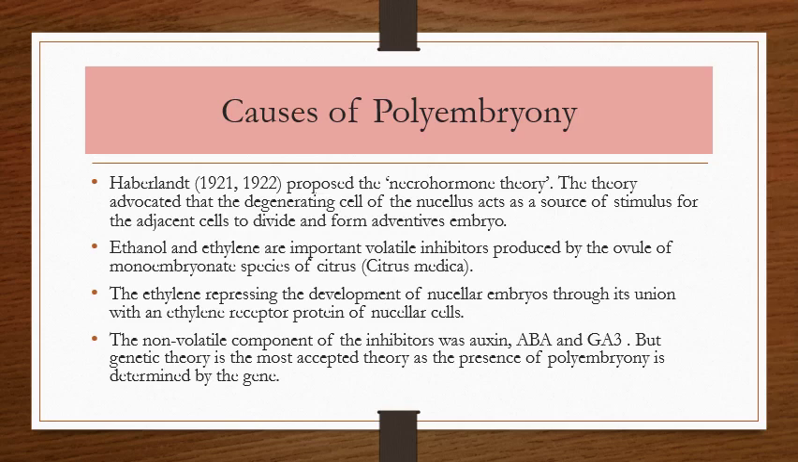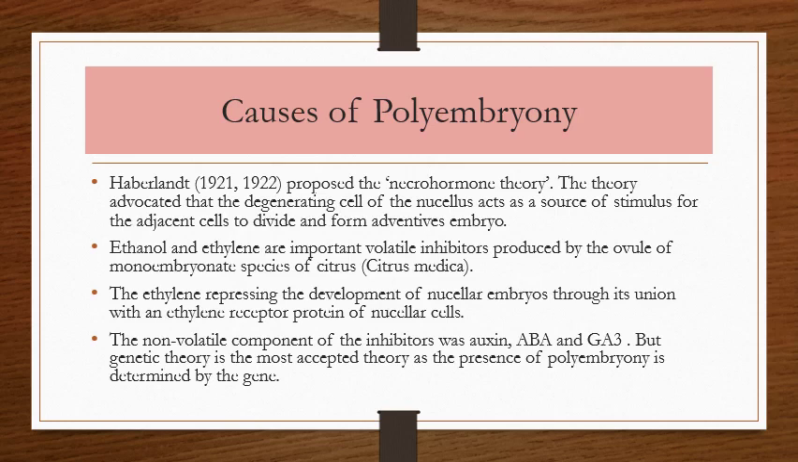Haberlandt, in 1921 to 1922, proposed the necrohormone theory. This theory advocated that the degenerating cells of the nucellus act as a source of stimulus for the adjacent cells to divide and form adventive embryos. But the theory could not be validated, as adventive embryos could not be induced by damaging the nucellar cells.